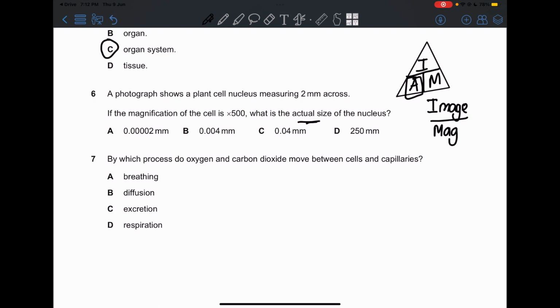The image size over here is 2 millimeters. Now we're going to divide 2 over the magnification, which is 500 as they indicated. So 2 divided by 500 is going to give us 0.004. So that's going to be B. Number 7, by which process do oxygen and carbon dioxide move between cells in the capillaries? We know that any gas, like oxygen or carbon dioxide, moves by the diffusion process.